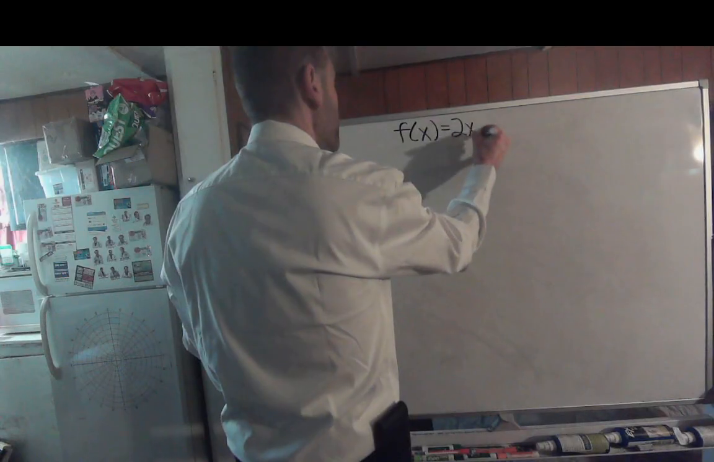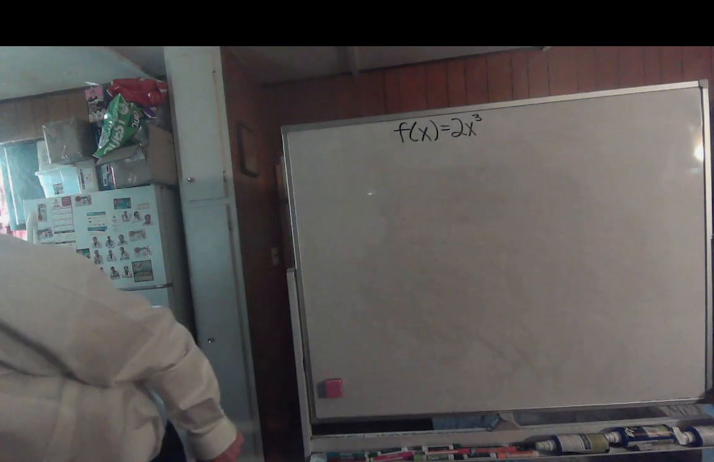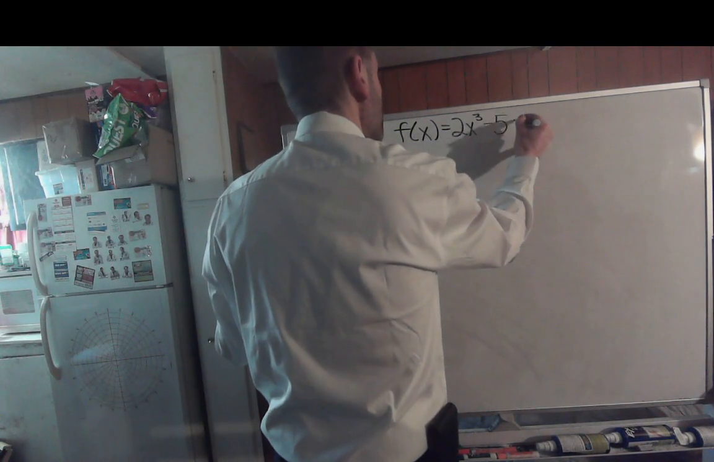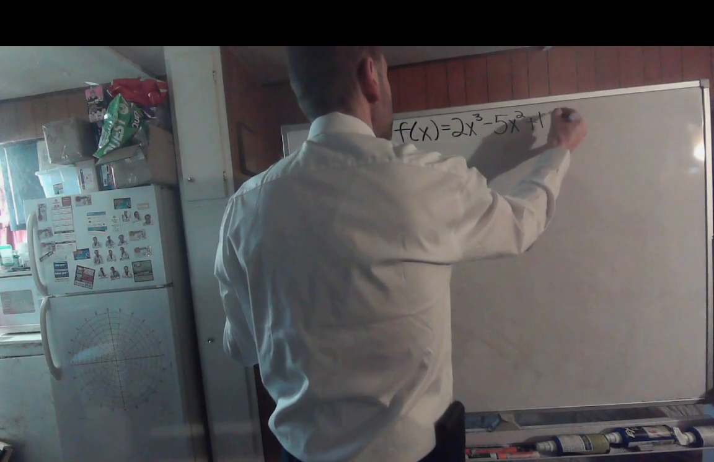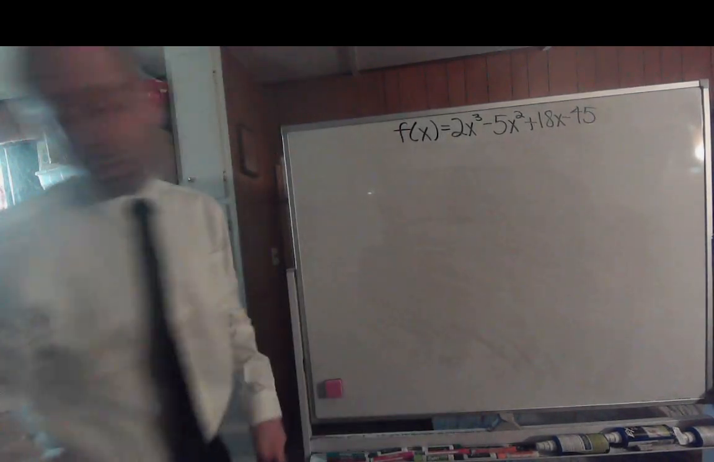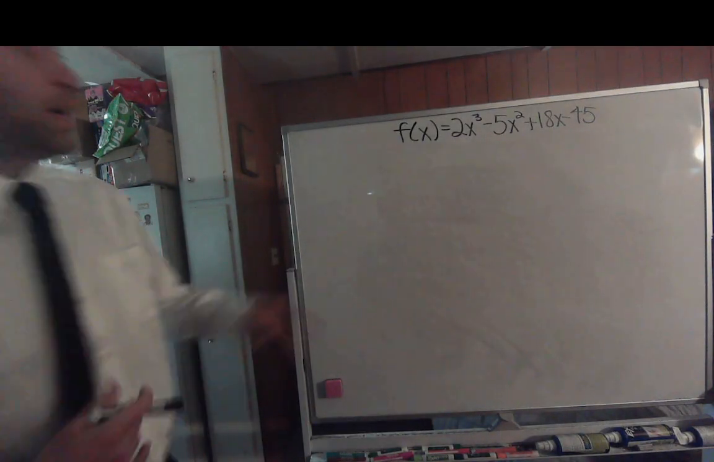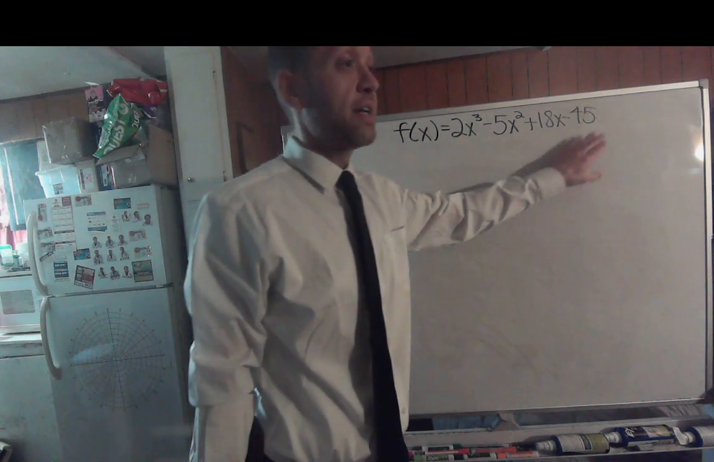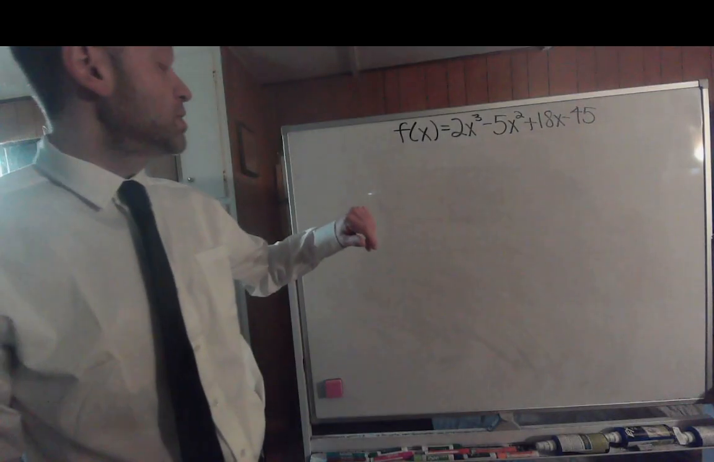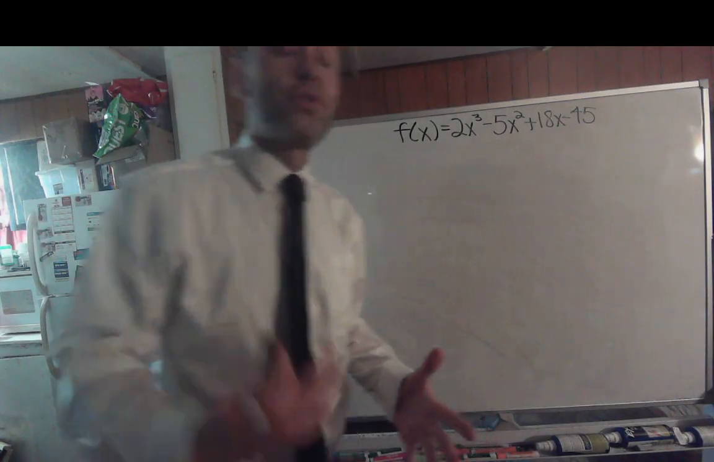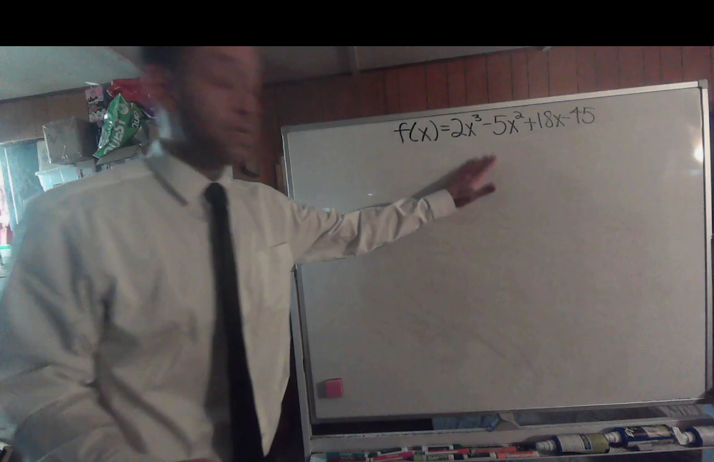Alright, so let's see. We have another one here. f of x equals 2x to the third minus 5x squared plus 18x minus 45. Okay, well, we have a degree 3 polynomial, which means we should have 3 zeros in the complex number system.